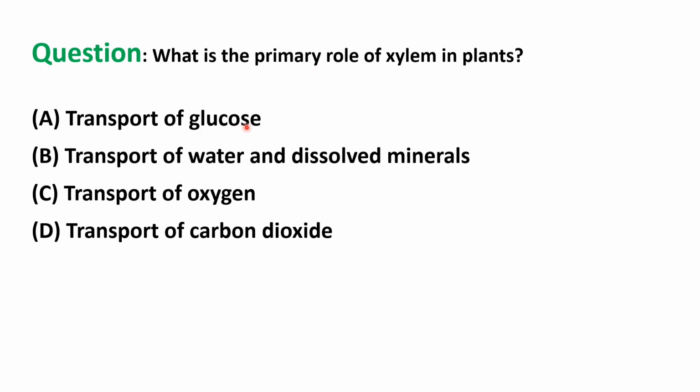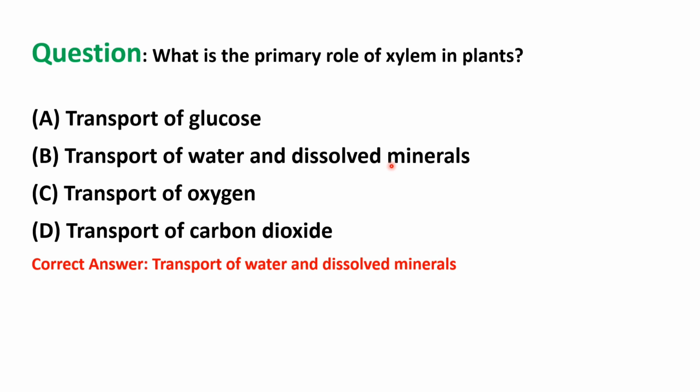A. Transport of glucose. B. Transport of water and dissolved minerals. C. Transport of oxygen. D. Transport of carbon dioxide. So the primary role of xylem in plants is the transport of water and dissolved minerals. So this is our correct answer.